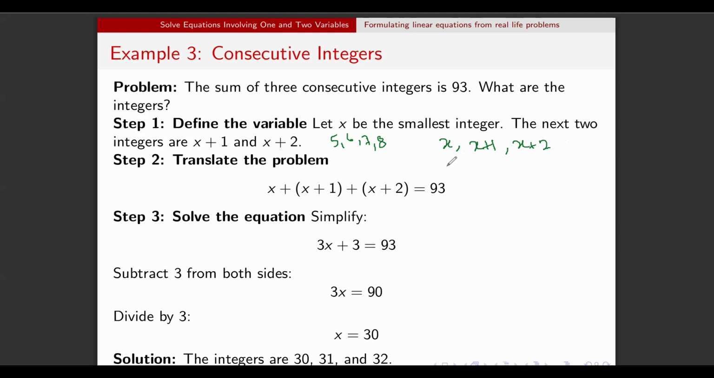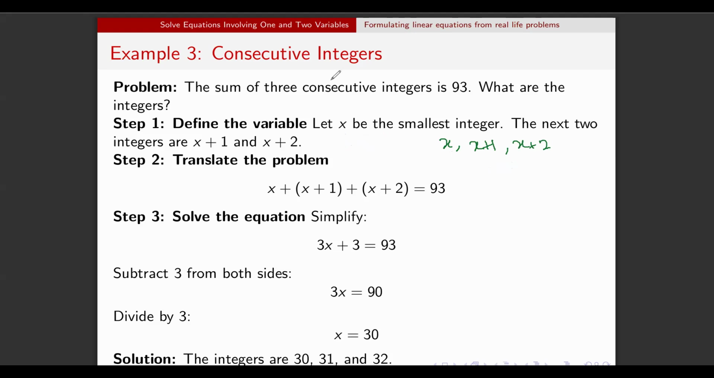Say the first one is 7. Second one will be what? 7 plus 1, which is 8. Third one, 7 plus 2, which is 9. And this is correct. 7, 8, 9. They follow each other like that. So they qualify as consecutive integers. But I don't know the first number yet. So I'm going to use x as my first consecutive integer, x plus 1 as number 2, x plus 2 as number 3. So I list these as my consecutive integers.